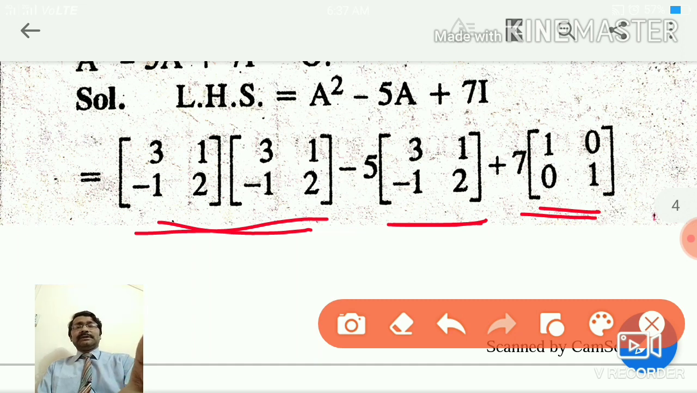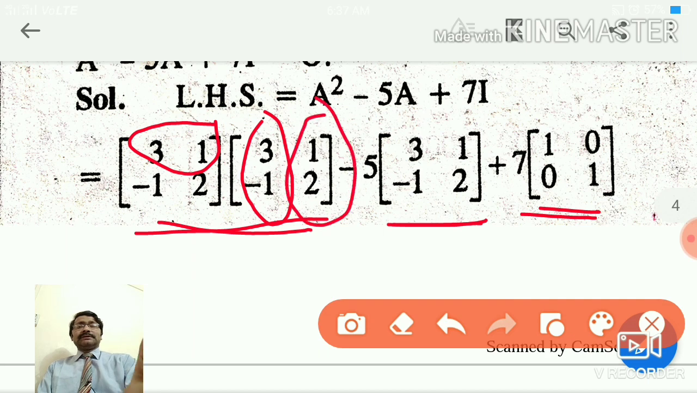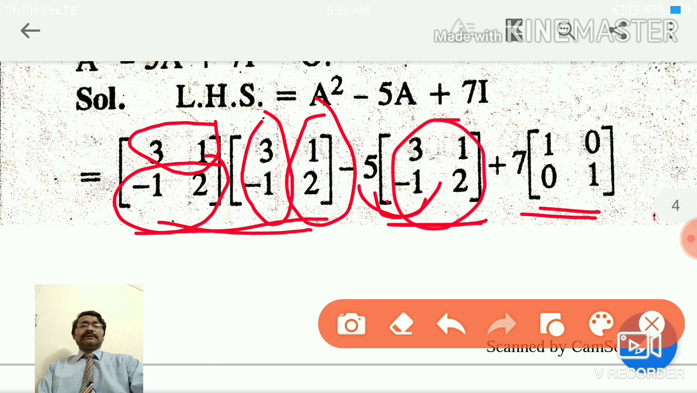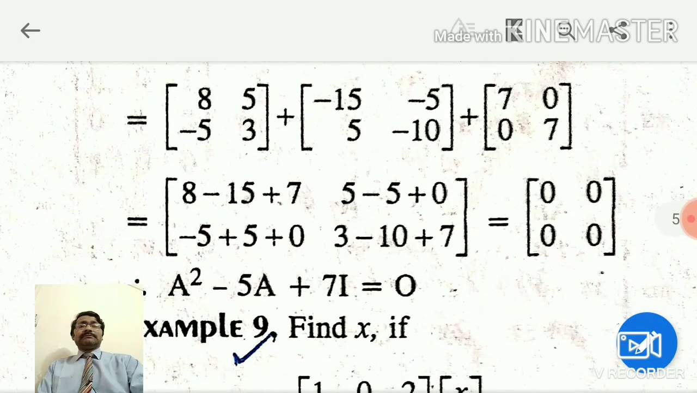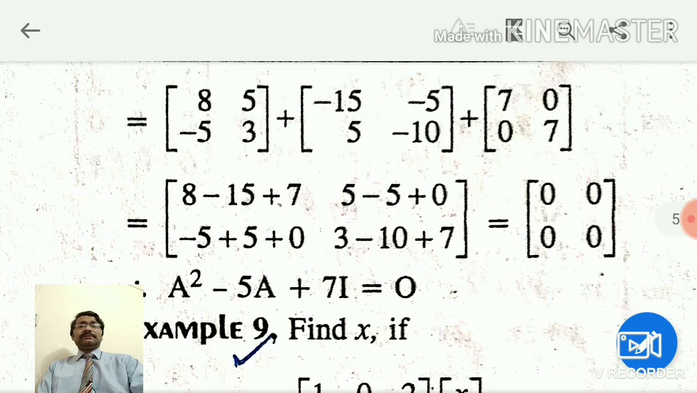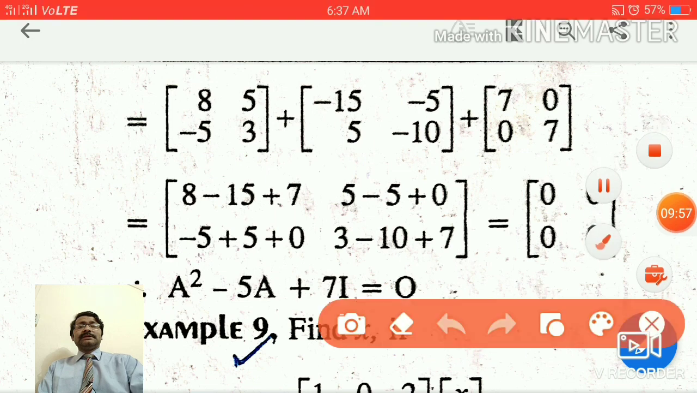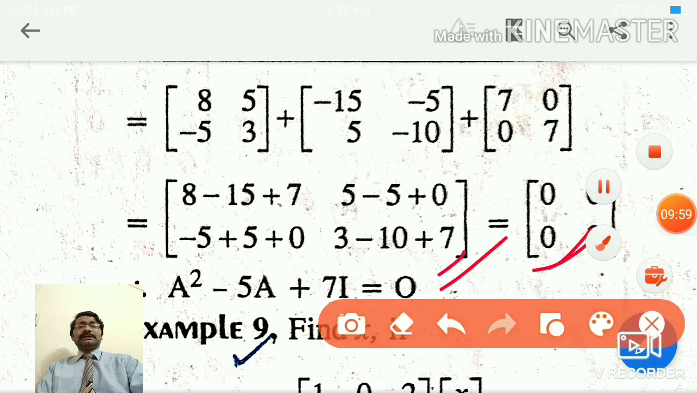Here you will multiply the first row by the first column, first row by the second column, second row by the first column, and second row by the second column. And for 5A you have to multiply all the elements by 5, and this also you multiply by 7. So you will get this type of matrix, and then you will add all this. When you add all this, you will get a 0 0 matrix. 0 matrix means this is O. I think you understand all these parts.